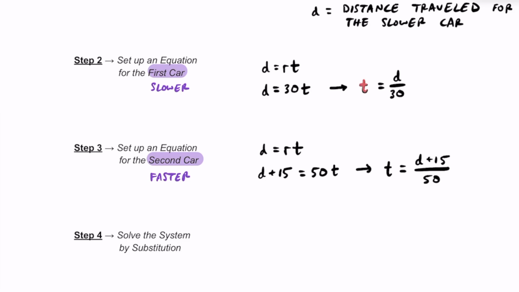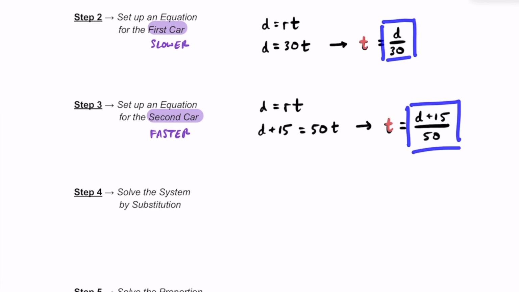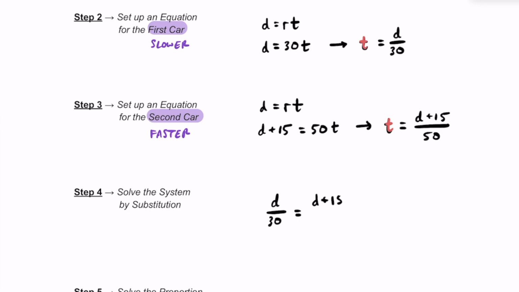Now, if this T, or the amount of time, is the same for both of these equations, because both cars are traveling for the same amount of time, then we know that if time is equal to this distance divided by 30, and time is also equal to this distance plus 15 divided by 50, then we could use substitution and say that this expression must be equal to this expression right over here. So using substitution, we can say that D over 30 must be equal to D plus 15, or the distance plus 15, divided by 50.